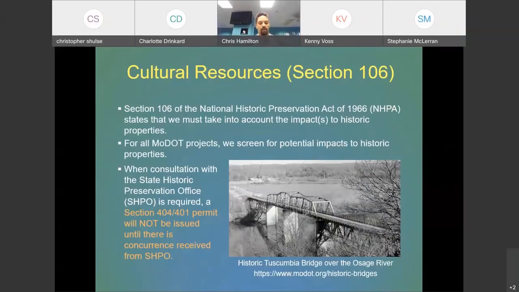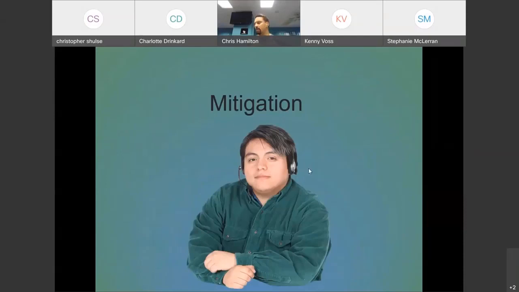So typically, when we fill out our permit applications, there are segments. Each segment has a statement in it, and usually in the Section 106 section, we'll put in a statement saying what was determined at this site, and if we're going to be impacting areas that might be of historic preservation concern. The Section 404 permit will not be issued until we have concurrence from SHPO. So now we're going to pass it over to Stephanie to talk about mitigation on our projects.